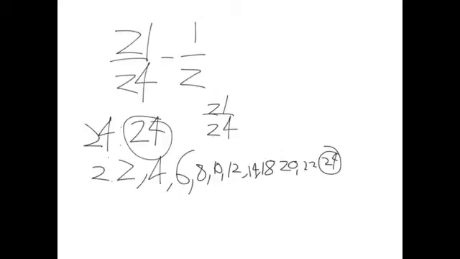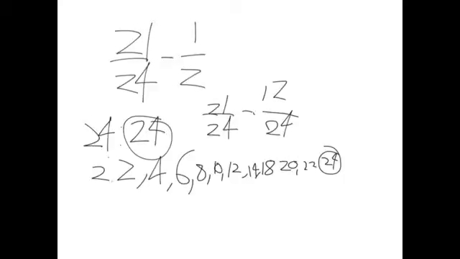24 stays the same, but 1/2 has to go to 24. So to get from 2 to 24, you have to multiply by 12. So you have to multiply the 1 by 12 too. So we do times 12, which is this, which you get this.